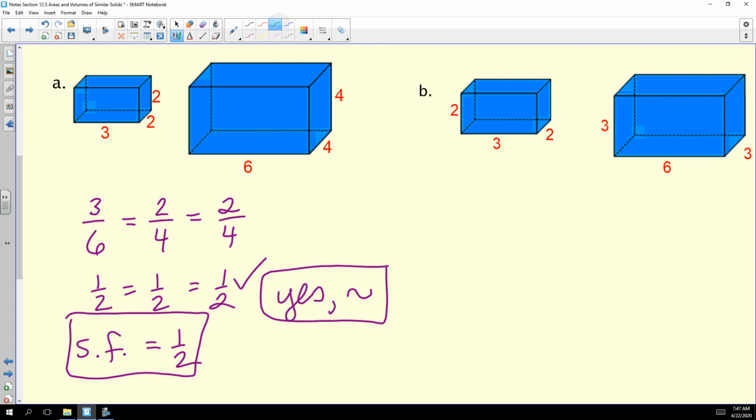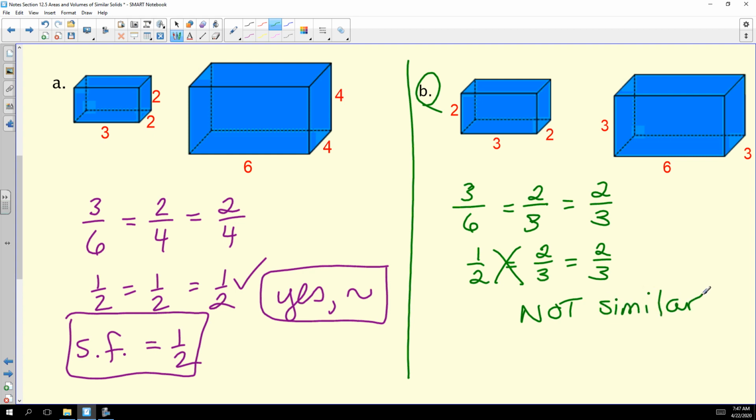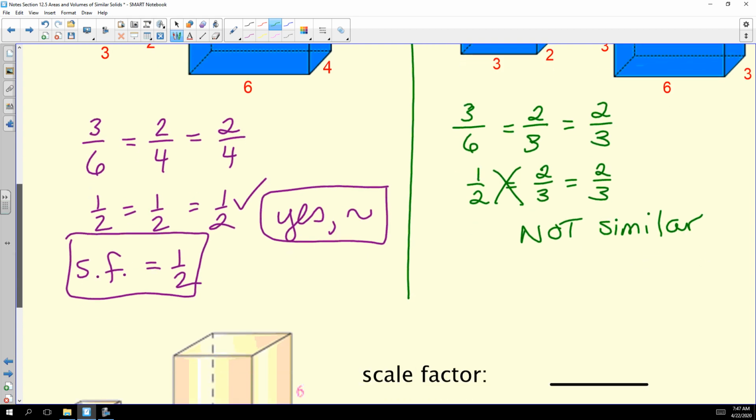Now let's do the same thing in problem B. We're going to compare length of the small, which would be 3, to length of the large rectangular prism, and then width of the small to width of the large, and height of the small to height of the large. And clearly we do not get the same ratio, right? The 1/2 is not the same as 2/3, so these are not similar. Just make sure you can determine if two solids are similar.